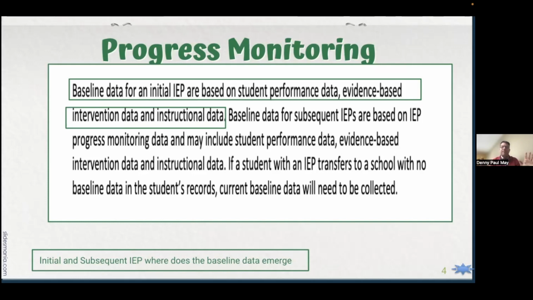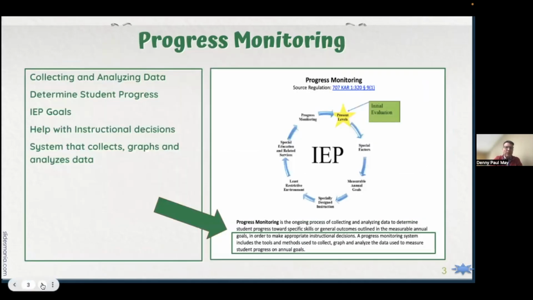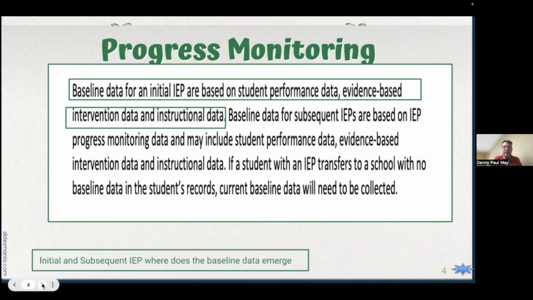And so in the subsequent IEPs, we're talking about any IEP that comes along after that first one's established. Then we're looking backwards at the end of that cycle. That's why, when you go back to that previous slide, you see that it's cyclical in nature. We look back at progress data from that previous IEP and we say, okay, we've been working on this goal and this student is currently reading on the second grade level. When we started the cycle, they were reading on first grade. Now they're reading on the second grade level.